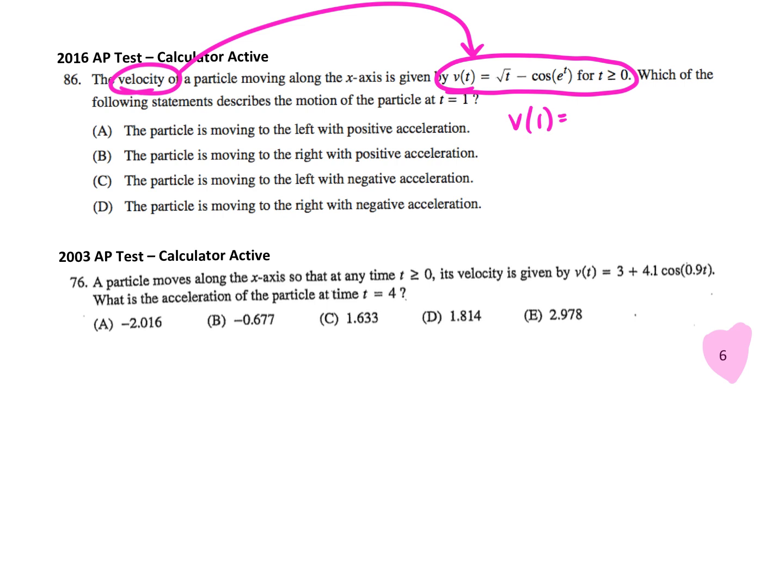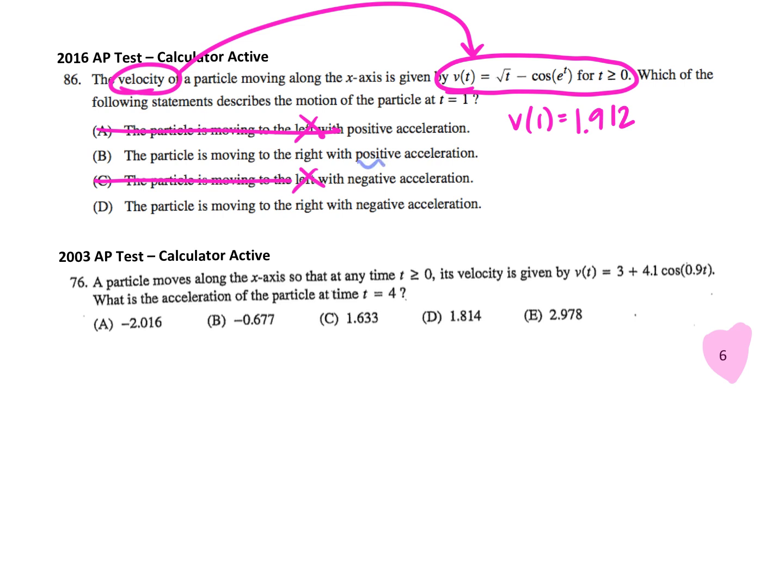Wait, what'd you get for your V of 1? 1.911. Agreed. 1.912, but they would have accepted 1.91. When my V is positive 1.912, are we going to say my particle is going left or right? Right. Agreed. So I'm getting rid of A because I don't like that and C because I don't like that. We cool with that? We're right at a 50-50.